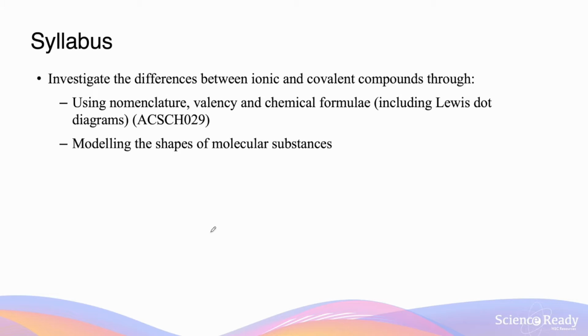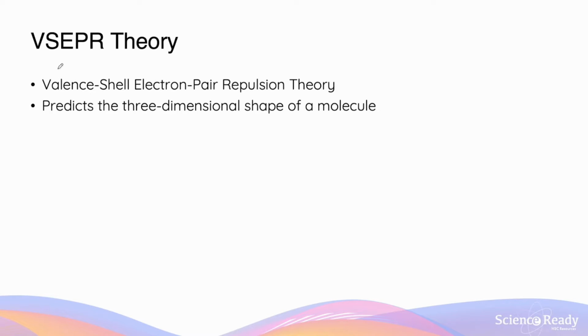Hey everyone, this video is on molecular shapes and geometry and VSEPR theory. VSEPR theory stands for valence shell electron pair repulsion theory. This is very commonly used to predict the three-dimensional shape of a molecule.